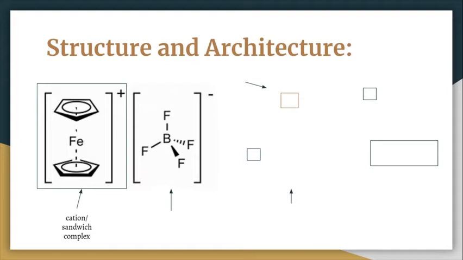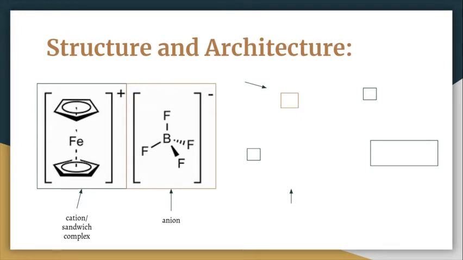It is essentially a sandwich complex of the iron ion in the middle in between two organic ligands, which are essentially structures of carbon and hydrogen, and that forms the positively charged cation that is paired with the anion tetrafluoroborate in order to form the entire catalyst.